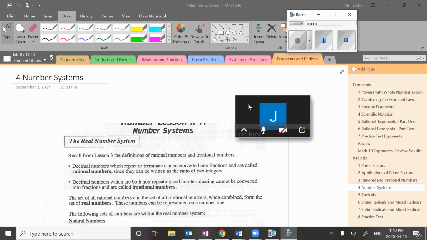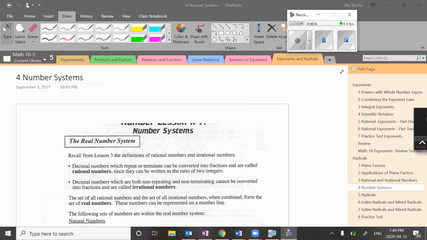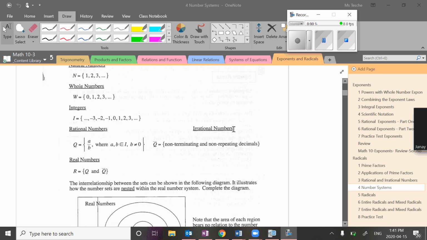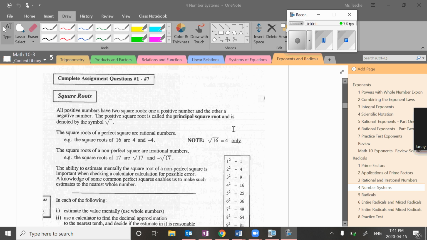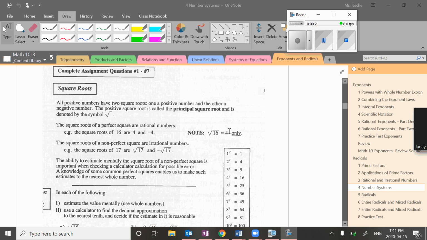Hello, today I'm going to be talking to you about radicals. We're actually going to cover lessons 4 and 5 in your workbook under radicals. So please turn to lesson 4 and we're actually going to scroll down or go past the first section here and go right to square roots.